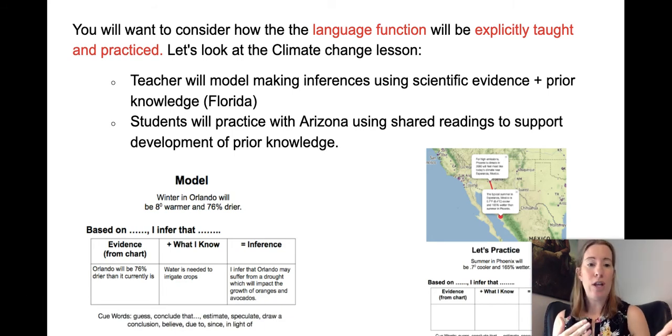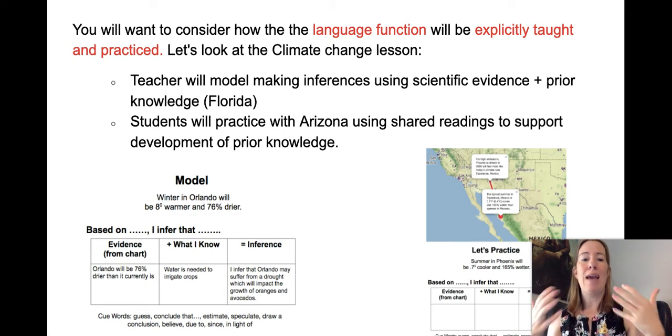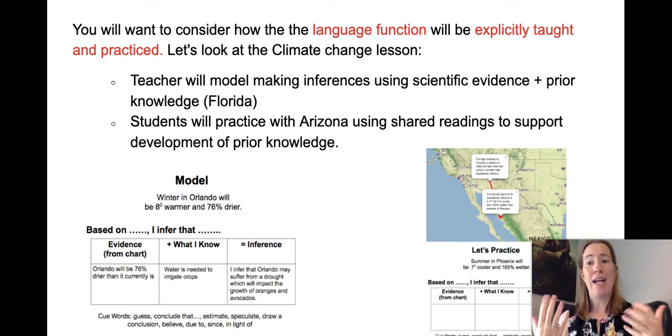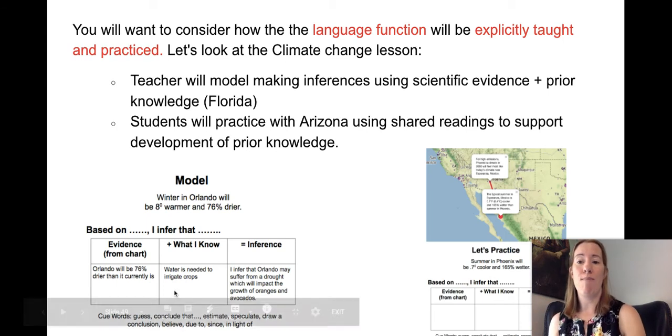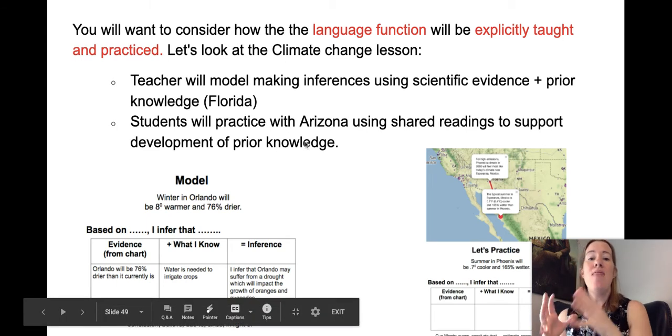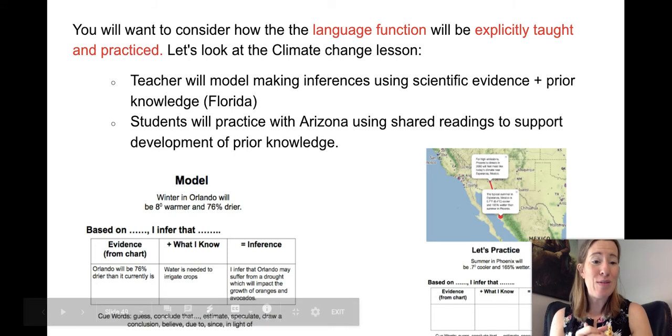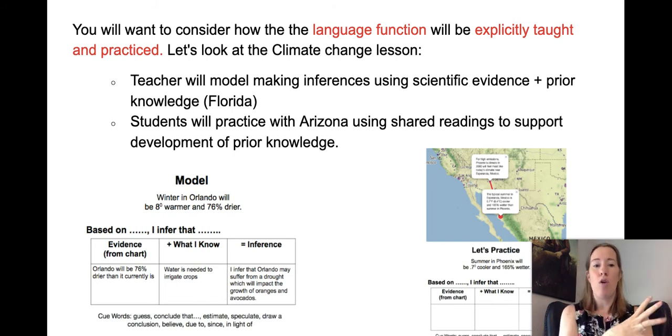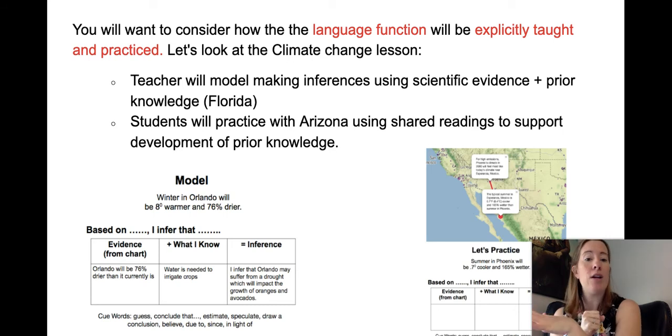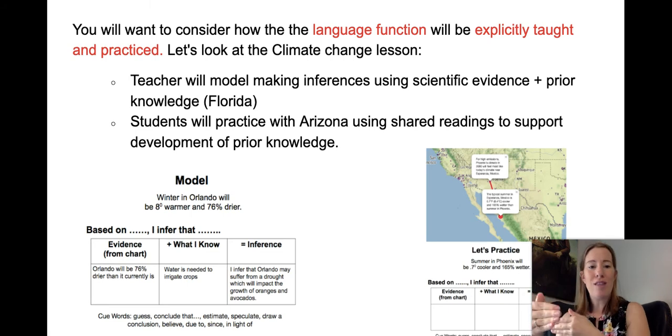Okay. So how did we do that? Well, we modeled what making a prediction using the Fitz Lab data looked like using that Florida example. So you'll see that down here. And then the students, you, but also students, practice it using Arizona. So first you gathered some new information about Arizona using the farming jigsaw, but then you looked at those Fitz labs and you had to sort of make a prediction about what would happen in Arizona due to those changes due to climate change.